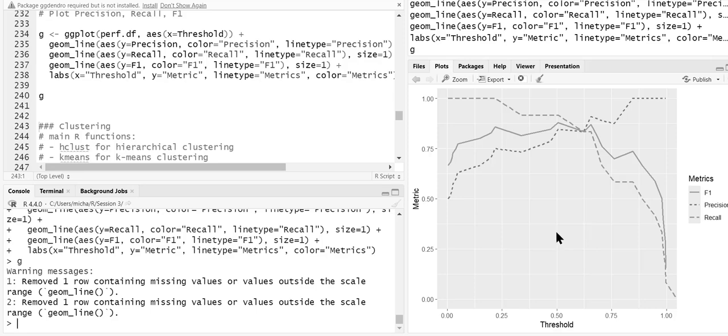Recall means that we're getting everything. Precision means we're only getting the good things. So that's the basic introduction to classification metrics, and now we're going to go on to clustering.